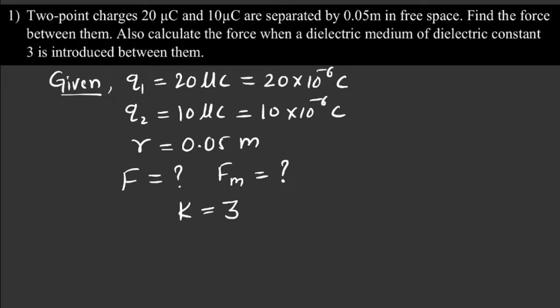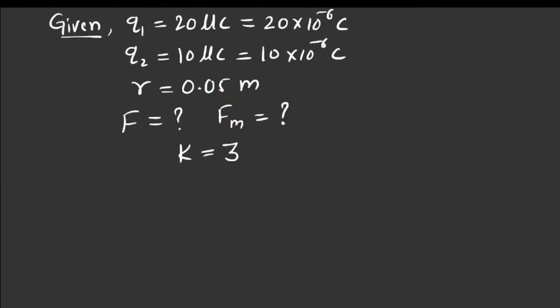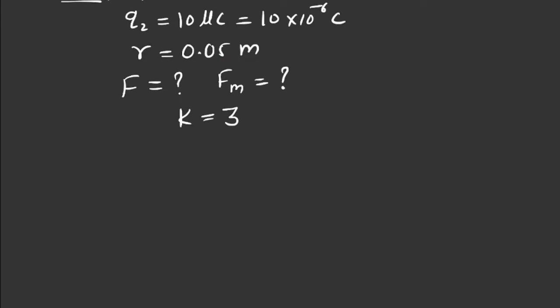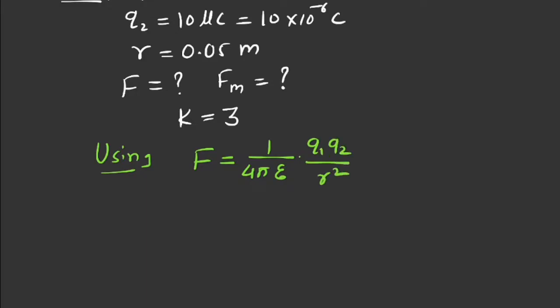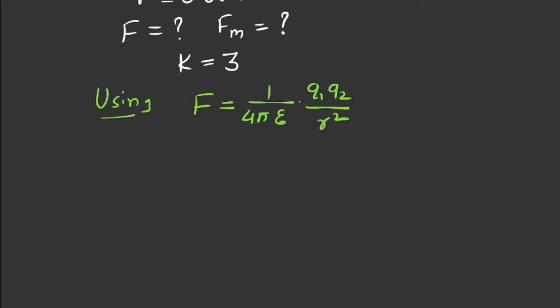So let us first calculate the force between the two charges when they are present in air, and later calculate the force between them when they are present in the dielectric medium. What is the formula we have to use here? The formula for force between two charges in air is 1 divided by 4 pi epsilon naught, Q1 Q2 divided by R square, isn't it? Here epsilon naught is the permittivity of free space.